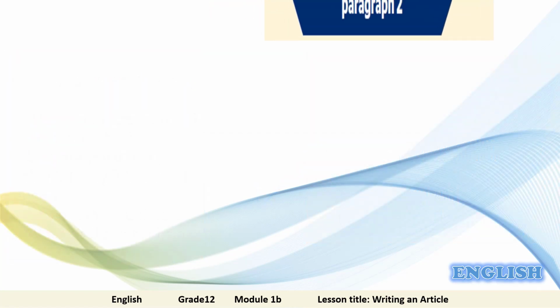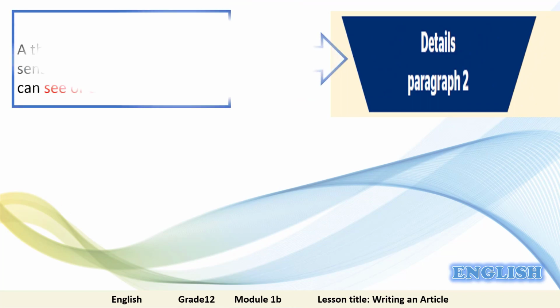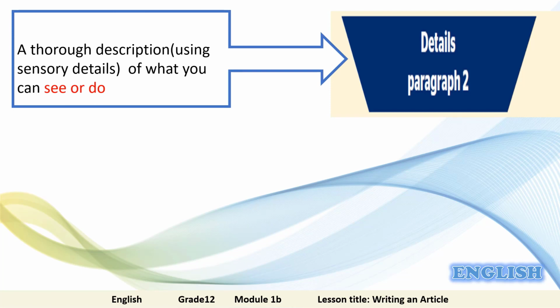Let's move on to paragraph 2, details. How do I write details in paragraph 2? The type of details you're supposed to write in paragraph 2 is what you can see or do. Try to give a vivid description of the whole scene. If you can see flowers, if you can see lights, if you can see clowns, if you can see people crammed in one place, and what can you do over there? What are the activities? Can you race against each other, compete, buy traditional food, buy souvenirs?